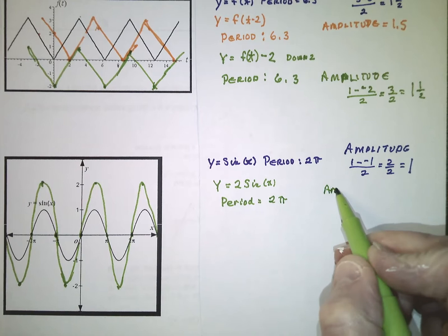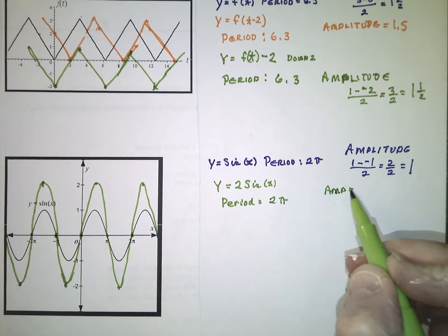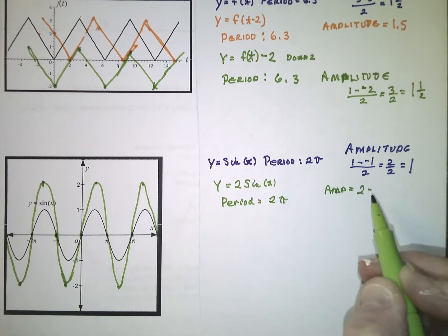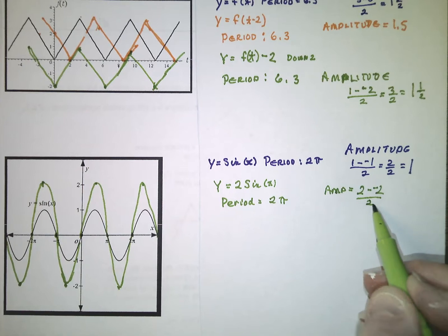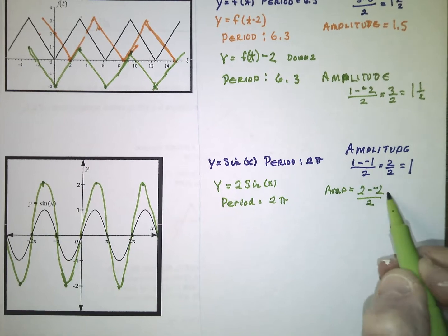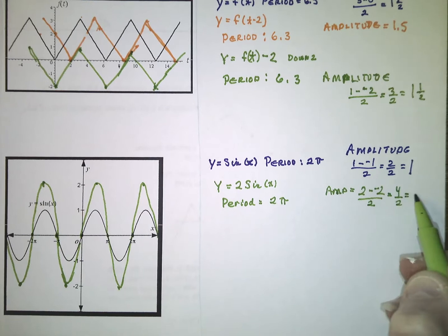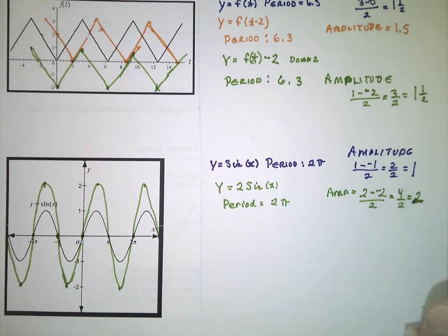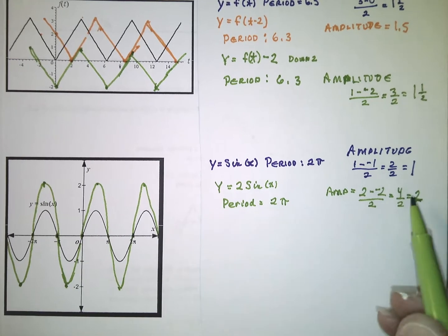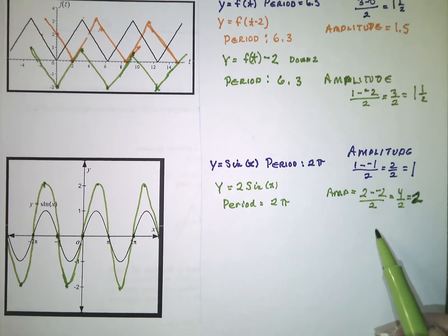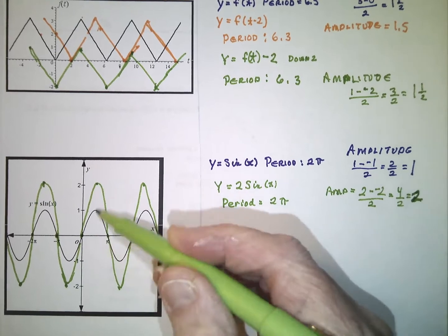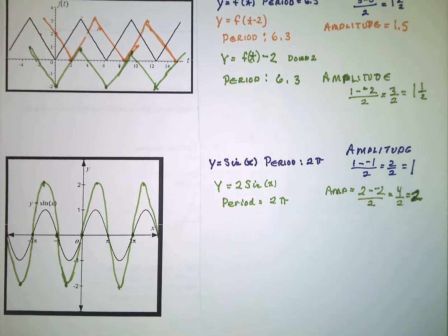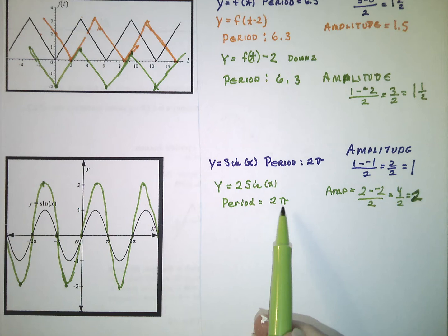How about the amplitude, which I'm going to start abbreviating as amp? Well, that's going to be the maximum y value minus the minimum y value divided by 2. So that would be 4 divided by 2. Oh, the amplitude changed. When we doubled all the y values, we doubled the amplitude. This is going 2 spaces above the center line now, 2 spaces below the center line. But the period remained the same.